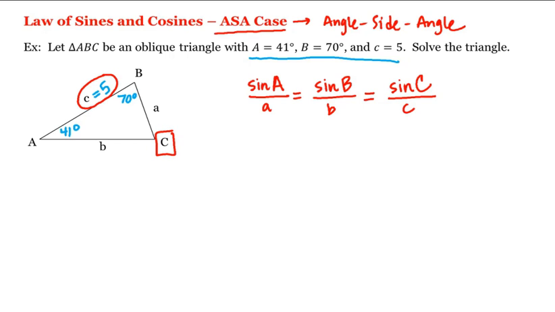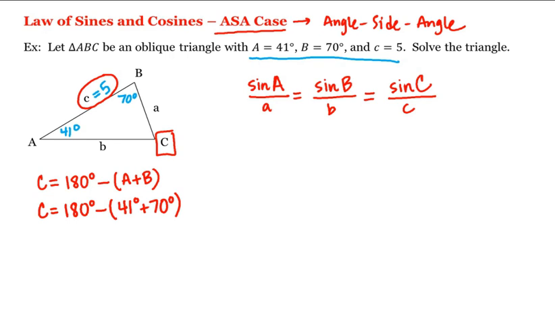And we can do that by using the fact that the angle measures in a triangle add up to 180 degrees, which means that C is equal to 180 minus (A plus B). Or C is equal to 180 minus (41 plus 70). And 41 plus 70 is 111 degrees. So this is equal to 180 minus 111, which is 69 degrees. So let's put that on our figure up here. C then is 69 degrees.